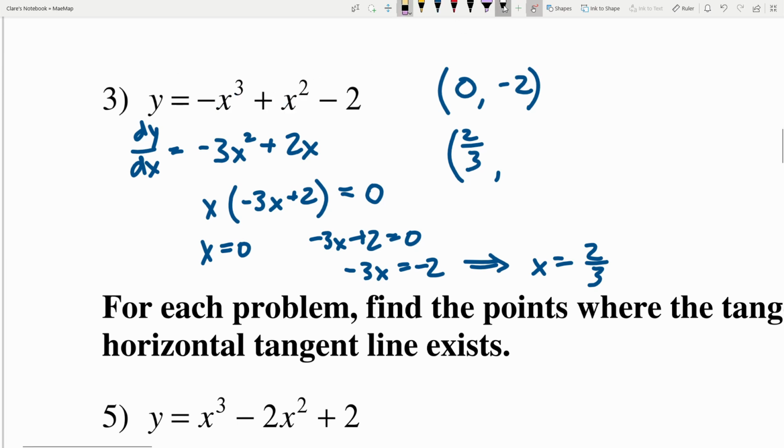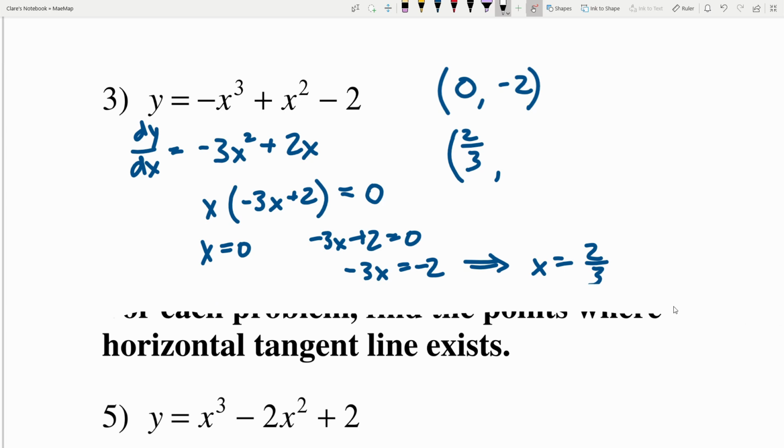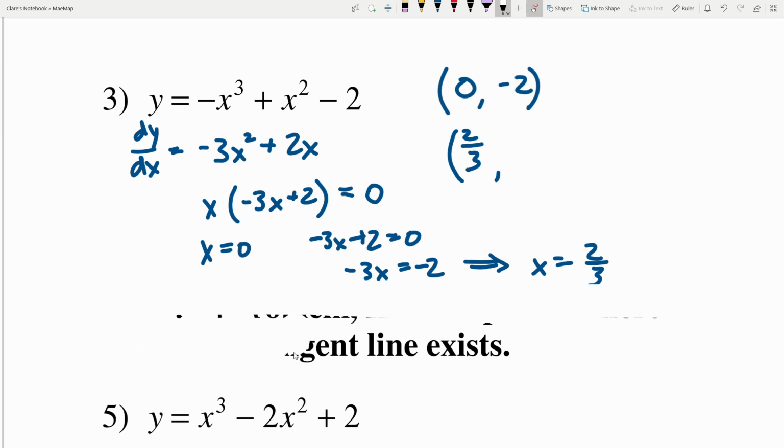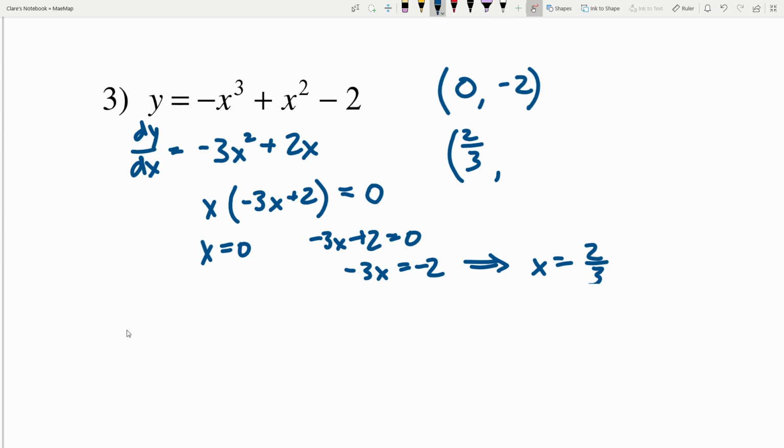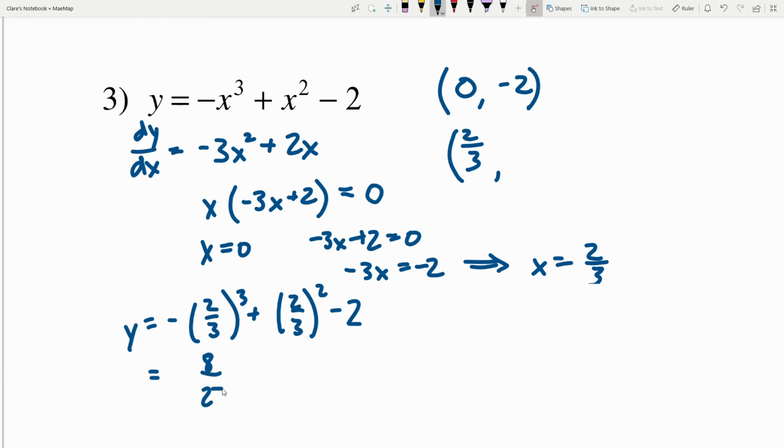So that was the easy one to figure out. Let me cover up some of this so we can do the y value when x is equal to 2/3. That one's a little bit trickier and it's going to require us finding a common denominator. Y is going to equal negative 2/3 cubed plus 2/3 squared minus 2. So 2/3 cubed, 2 cubed is 8, 3 cubed is 27, and we have a negative 8/27 because that negative is on the outside. And then 2/3 squared is going to be 4/9, and then I'm going to subtract 2.